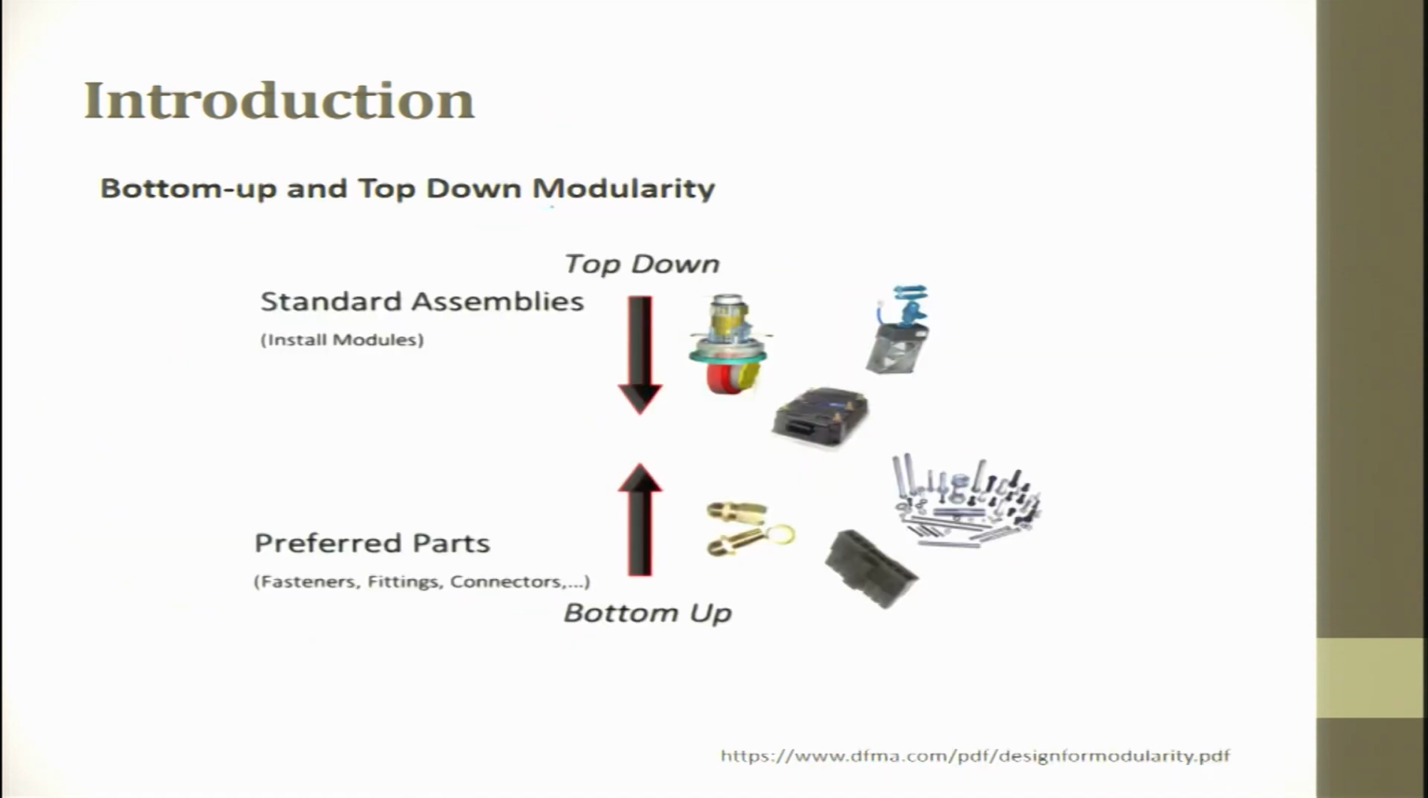As far as modularity is concerned, there are two types: bottom up modularity and top down modularity. When we talk about top down modularity, standard assemblies are there, and from there it goes down. If it is bottom up, preferred parts are chosen and these parts are put together and you start forming a module. In top down modularity, sub assemblies are chosen and then the product is made. In bottom up, parts are chosen and from there you go towards the assemblies.